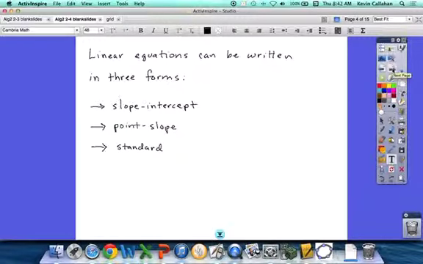So last time I used the same slide, right? I said that there are three forms of the equation of a straight line, and the first one was slope-intercept. That's what the last lesson was about. This lesson is about the last two, point-slope and standard form.